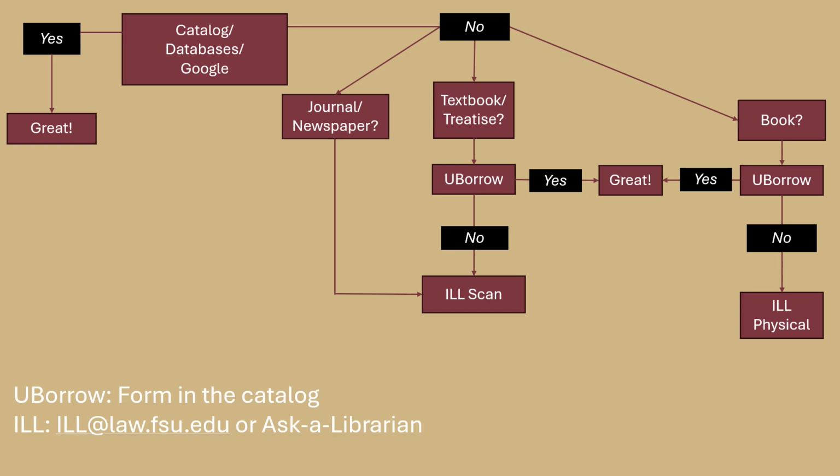Keep in mind that it is faster for a library to scan and email some pages than to ship a whole book. If you need a journal or newspaper article, you may see the journal title listed under UBorrow. However, if you click on the title, it will say no available services for the item. This means you will have to make an ILL request. If you need a normal book, again, check UBorrow. If it isn't there, make an ILL request. The following slides will go through different examples of when and how to make ILL and UBorrow requests.